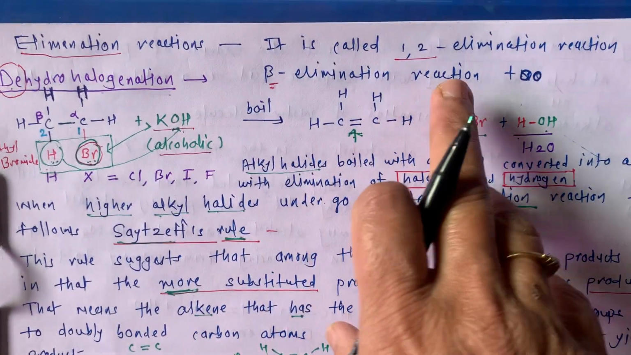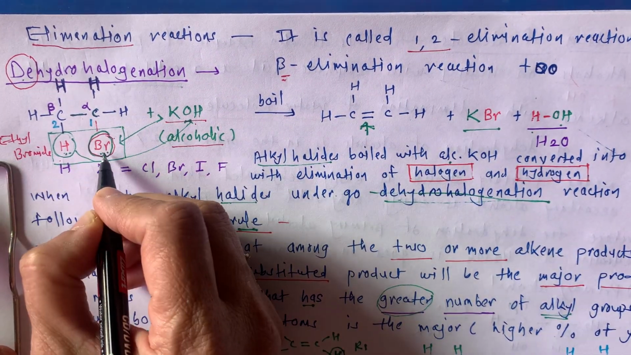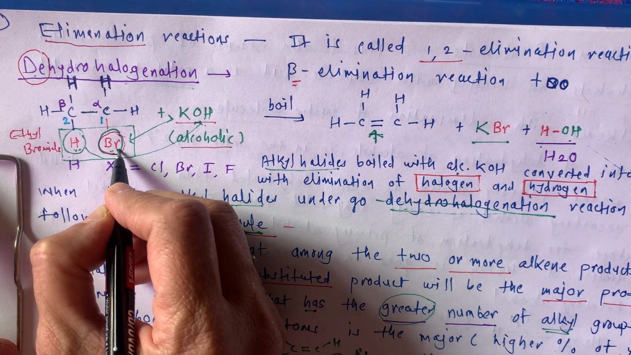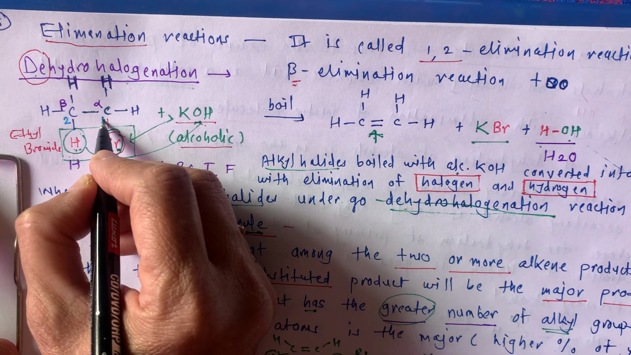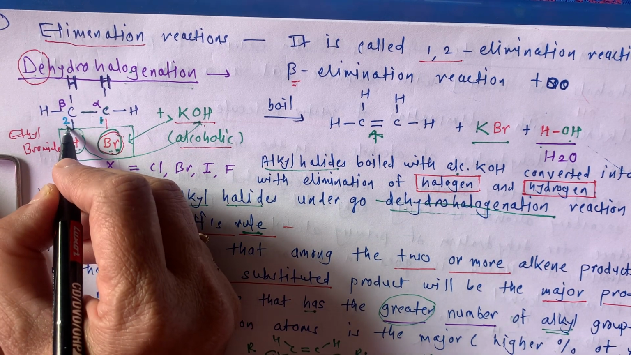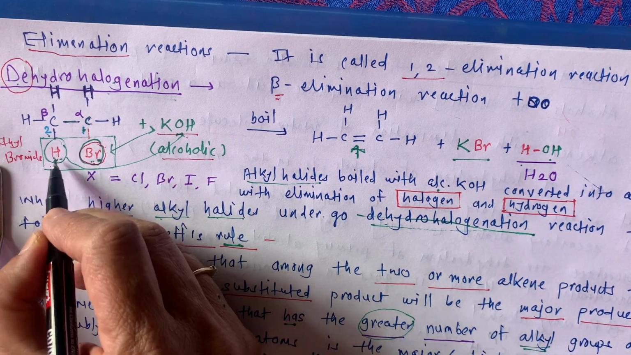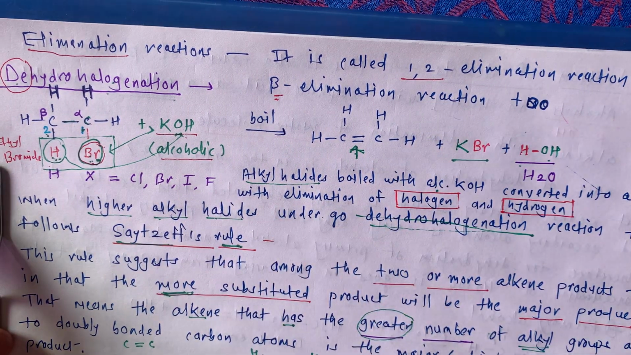And one more thing here is the 1,2 elimination. It means the carbon to which the functional group is attached is mentioned as 1, and next to that, if there is a hydrogen, that is under the second position, and from these two positions we are going to eliminate. So this is 1,2 elimination.